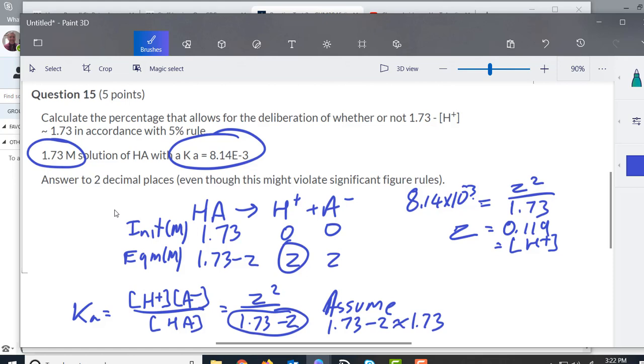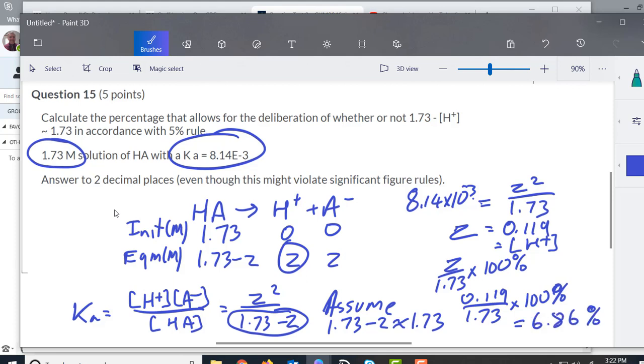Then what we do is we've got to see if this is going to be within the 5% rule or not. So the way we do that is we take the Z divided by the concentration of HA, which is 1.73, multiplied by 100%. Now Z is going to be 0.119 divided by 1.73 multiplied by 100%, which is going to be 6.86%.